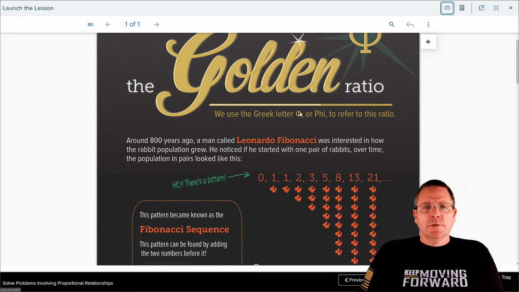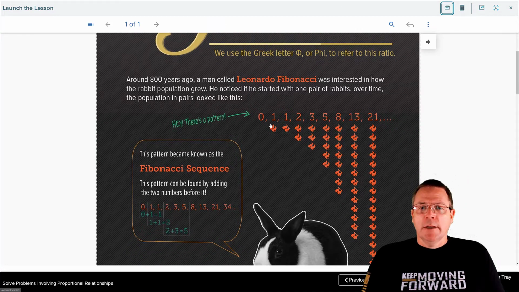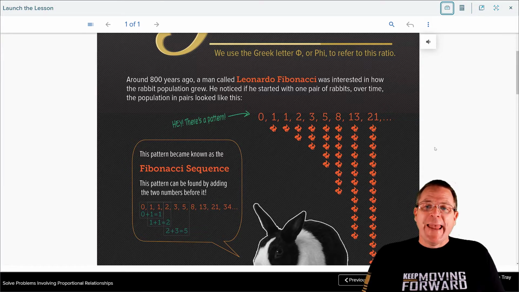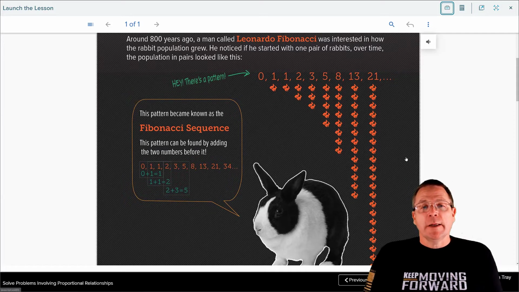Around 800 years ago, a man called Leonardo Fibonacci was interested in how the rabbit population grew. He noticed that if he started with one pair of rabbits, over time the population would look like this. And you can see he had one pair of rabbits, then he had another pair of rabbits, then it went to 4, then it went to 6, then it went to 5 pairs, it can be 10, and so on. And it was a pattern in the birth rate or the growth of the number of rabbits he had. This pattern became known as a Fibonacci sequence.